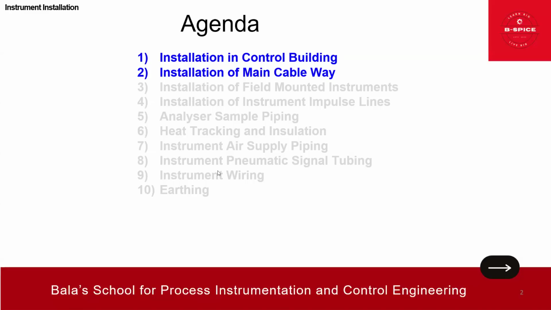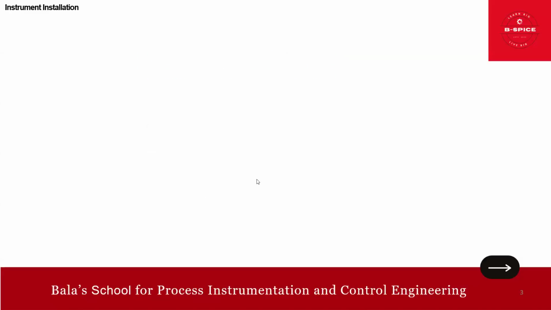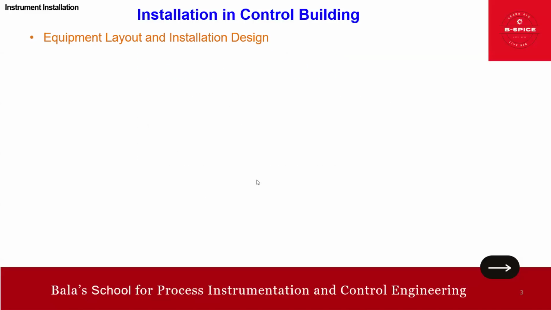So probably after this, we'll have another 7 to 8 sessions. Okay, let's go into the detail. Now, installation in control room building. As part of that, what is the first item? First item is equipment layout and installation design.